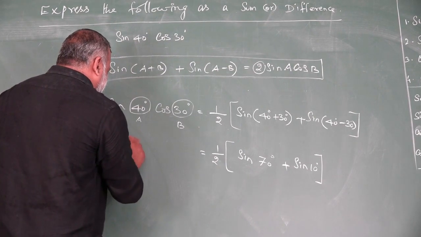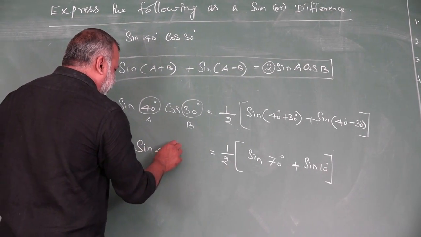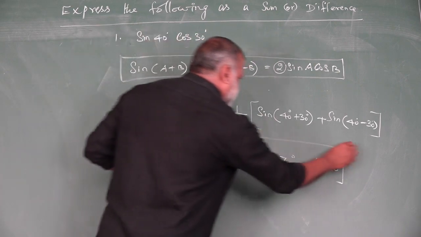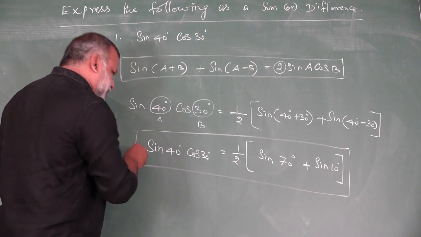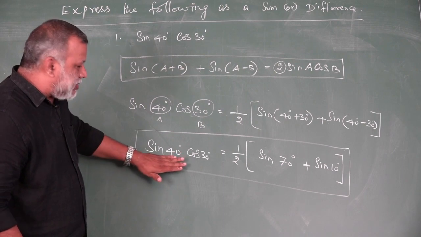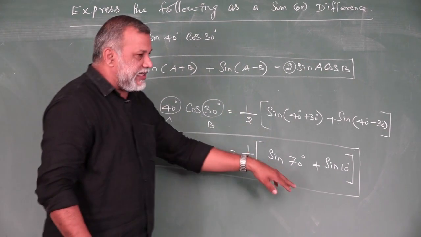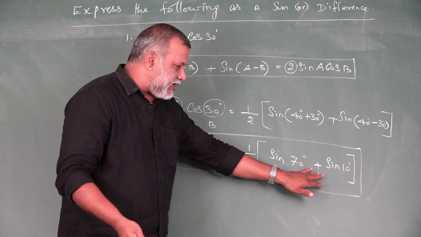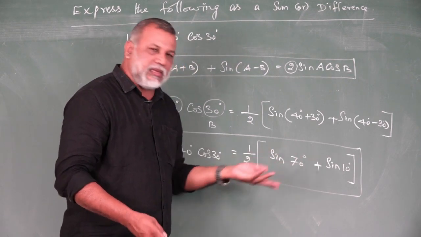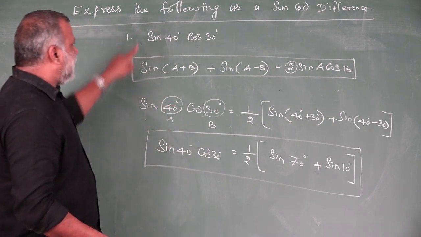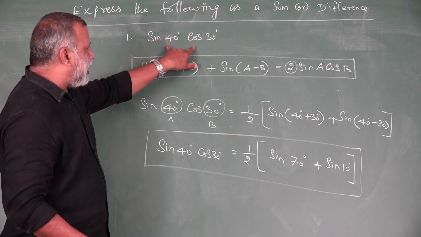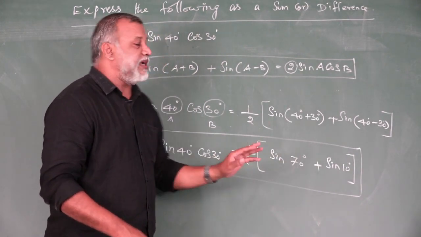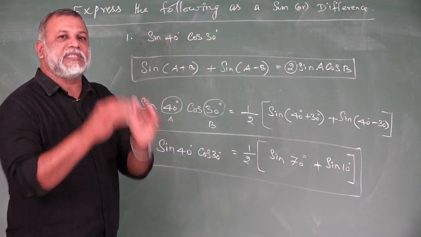So the given is sin 40 cos 30. Understand the question. Here the given is a product. The result may be a sum or a difference. See here, addition, so it is the sum. Therefore, the given should be in the form of a product and the result must be in the form of a sum or difference.